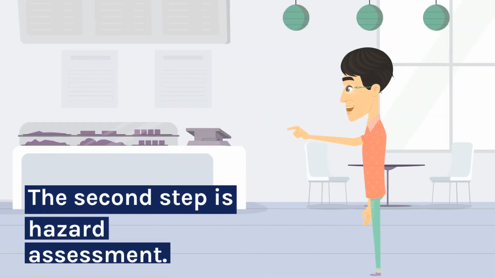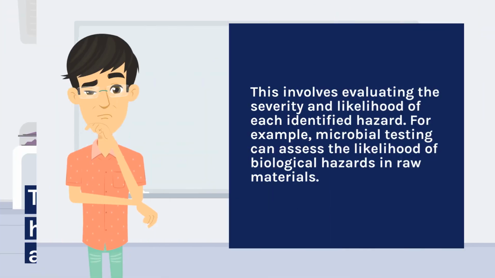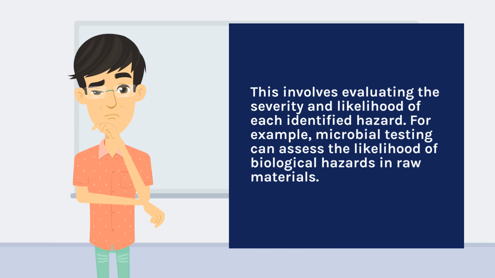The second step is hazard assessment. This involves evaluating the severity and likelihood of each identified hazard. For example, microbial testing can assess the likelihood of biological hazards in raw materials.